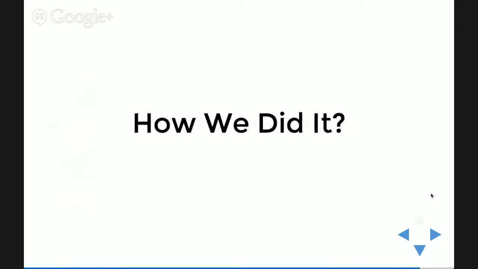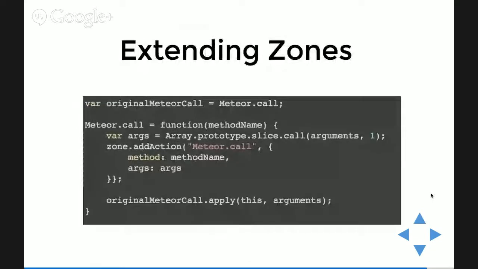So how did we do it? We did it by extending zone.js and extending Meteor core itself. We try to wrap all the Meteor.call methods, and we try to set an action, something happening inside like this. So we add this functionality to zone.js, and we are wrapping one of the most common places users use with Meteor. So that's how we can get something like this.